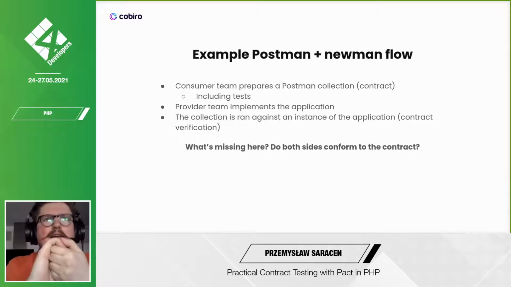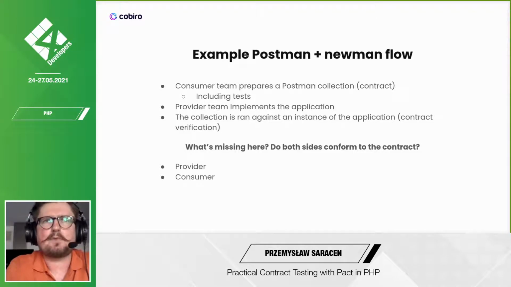But it has a little downside. Let's consider if both of those sides really verified the contract properly. Are both of those sides, the provider and consumer, conforming to the contract? So we've tested the provider, right? We've taken the collection, we've run every interaction, we've tested everything, all tests are green. So with some leeway, we can say that yes, we have successfully verified the provider and the provider conforms to the contract. But what about the consumer?